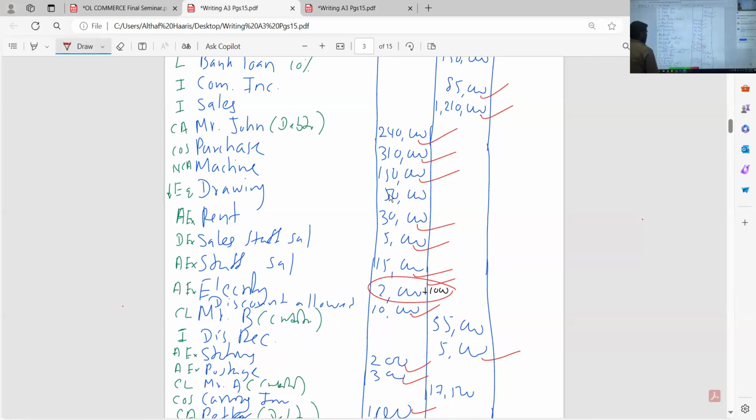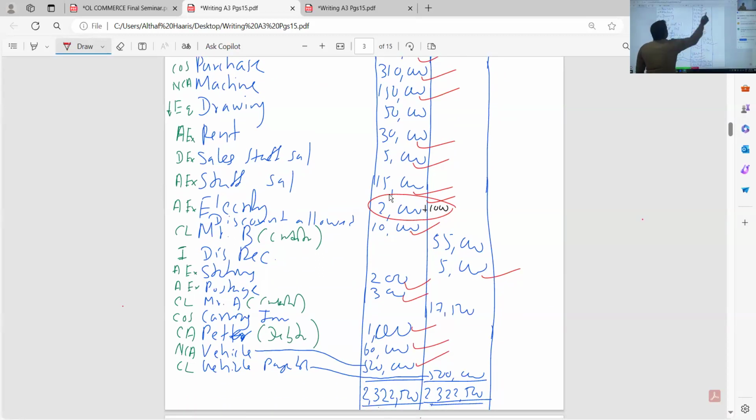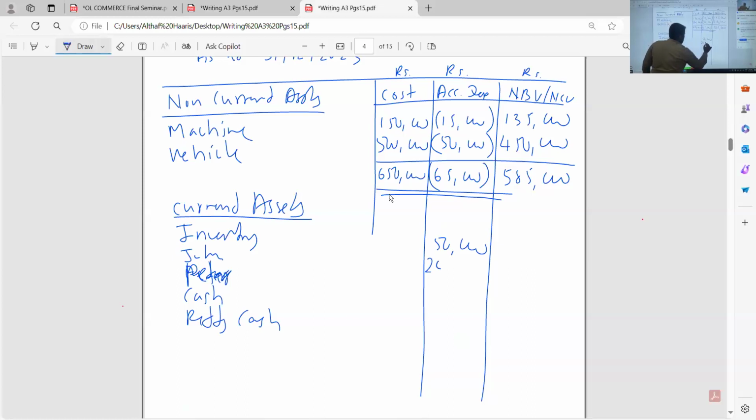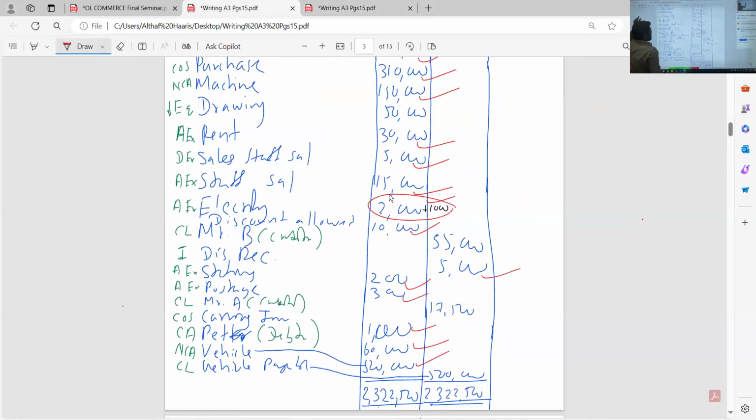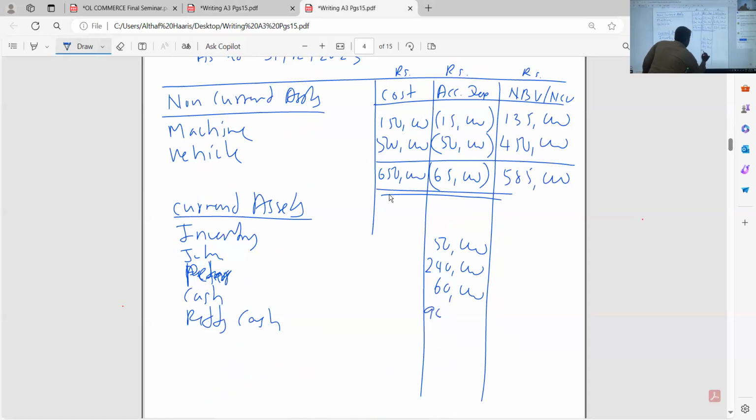$240,000 and 60,000. Then cash 948,000 and 1,000. Okay. $50, $240, $60, $948, $1.